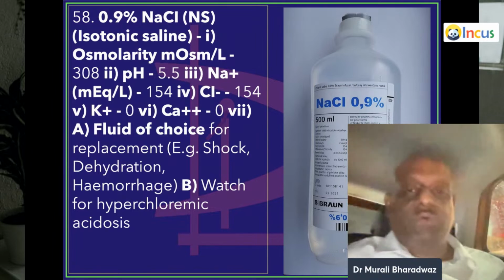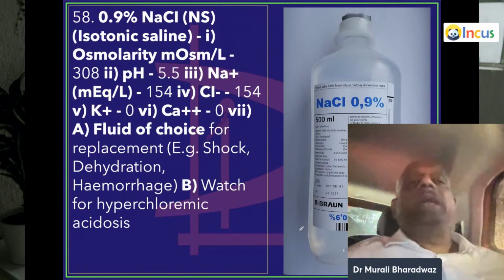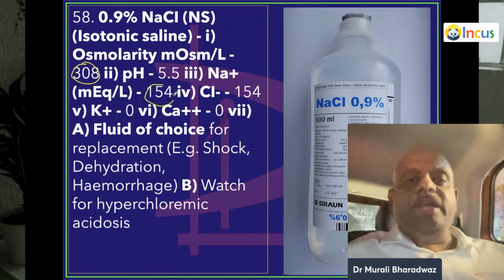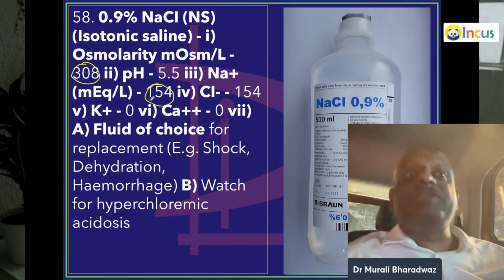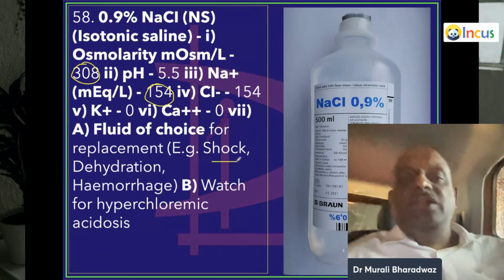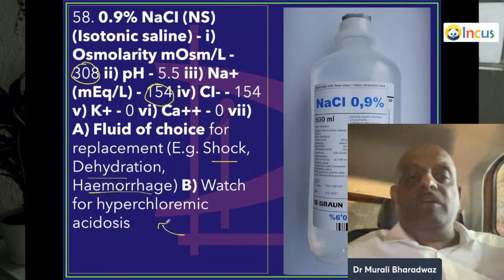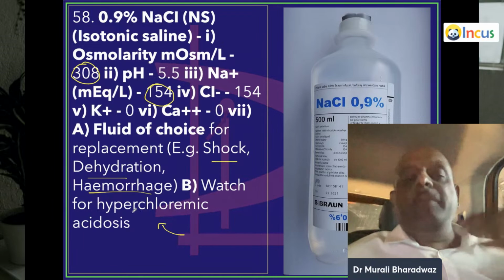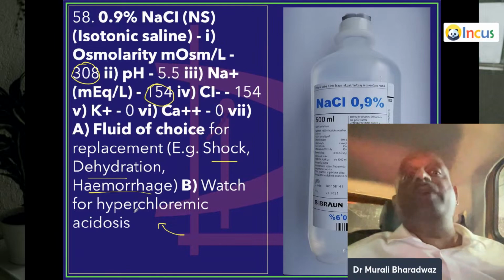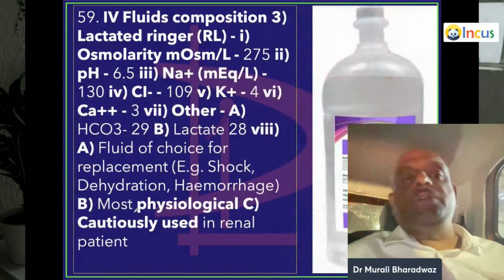So now let us look into this specific scenario. Normal saline, what is the osmolarity? 308. And how much sodium is there in 1 liter of normal saline? 154. And where is normal saline a fluid of choice, doctor? Shock, dehydration, hemorrhage. But because you are pumping chloride, it can lead to hyperchloremic metabolic acidosis, which is of normal anion gap type, when you have pumped a lot of normal saline into the patient. Just 2-3 points you should know.